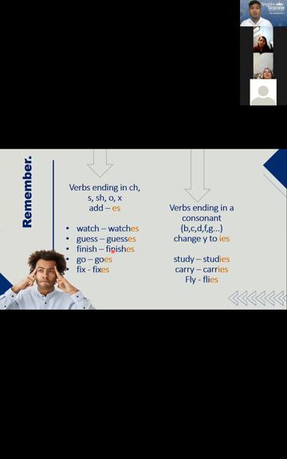Okay, we have the verb watch. When we use the simple present and we want to use the third person, we are going to modify it and we are going to add ES at the end because the verb ends in CH. So we are going to say watch, watches. What's the meaning of the verb guess? Adivinar.